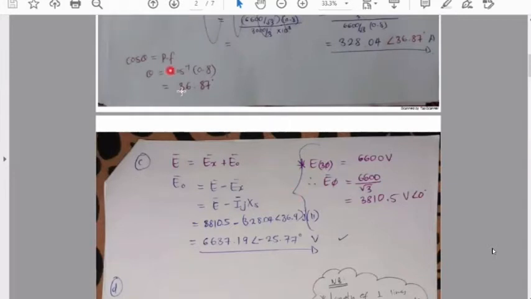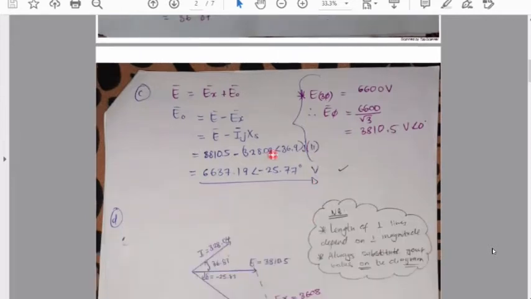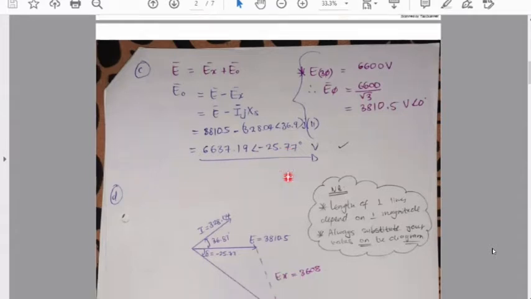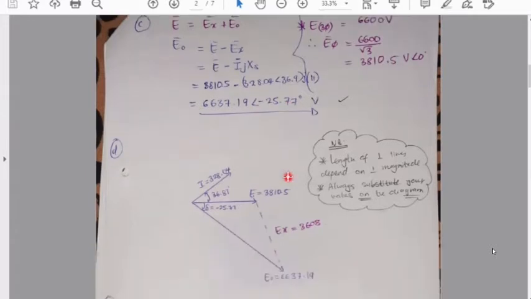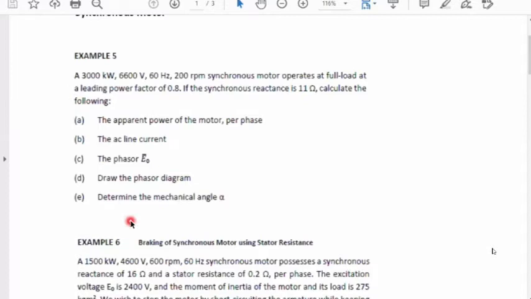That is the reason why we calculated our angle here. Thereafter, it's your J, and then your synchronous reactance is given to be 11. Once you put that into your calculator, don't forget that this is an angle, so make sure your calculator is in complex form. All right, and that's how you go about calculating, and this is the value that you will get.